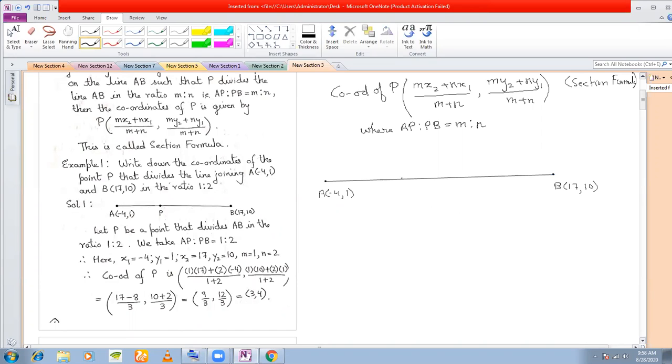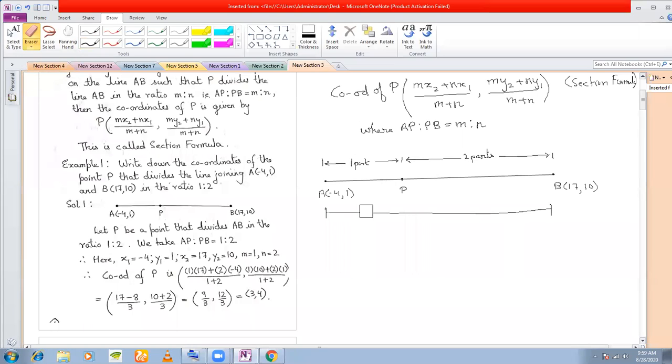Let us take any point P on the line, such that this point P divides this entire line segment in the ratio 1 is to 2. 1 is to 2 means one part of the length lies here, and two parts of the length lie here.